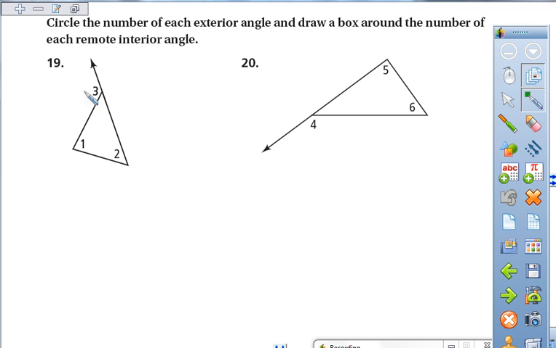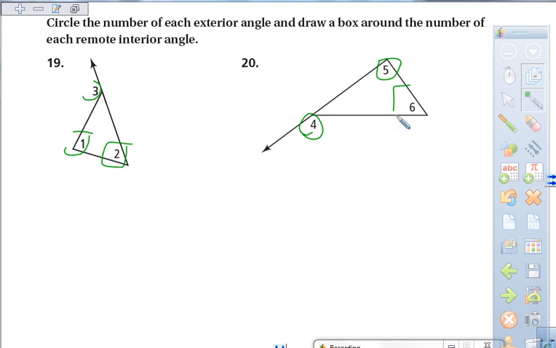So number 19, it says circle the number of each exterior angle, so that's going to be number 3, and then draw a box around the remote interior angles. So 1 and 2. Try number 20. Exterior, remote, interior.